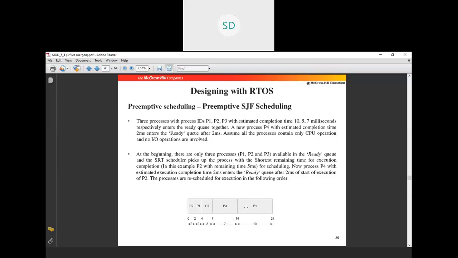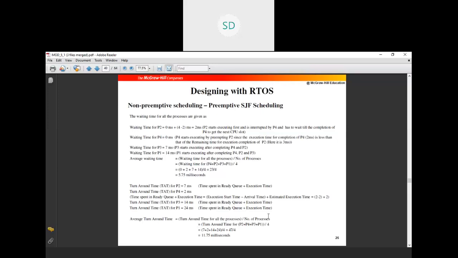Now in the ready queue, I will have only one process, that is P1, with an execution time of 10 milliseconds. So 14 plus 10 is nothing but 24. So this is the overall timeline for the execution of all the four processes. Now based on this figure, we are supposed to find some values for waiting time as well as turnaround time. First, waiting time. We'll calculate waiting time. As I told you, what is waiting time? Waiting time is the time required for a process.